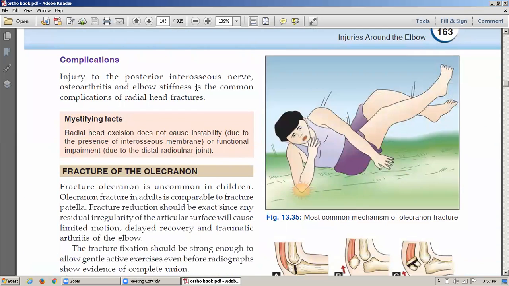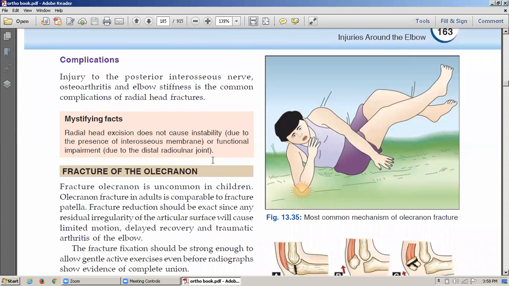So these are the complications. Injury to the posterior interosseous nerve, osteoarthritis and elbow stiffness are the common complications of radial head fracture. Radial head excision does not cause instability due to the presence of the interosseous membrane, or functional impairment due to the distal radioulnar joint. So this is about the fracture of the radius.